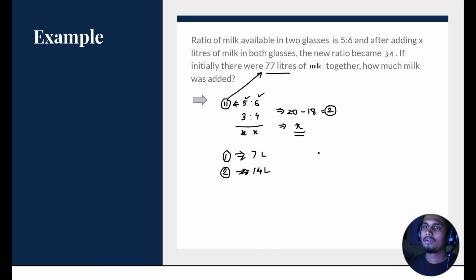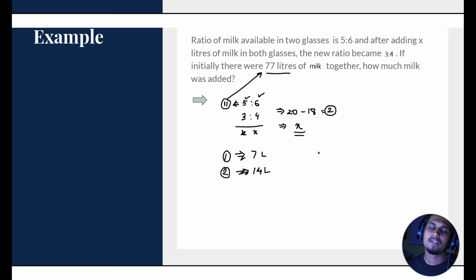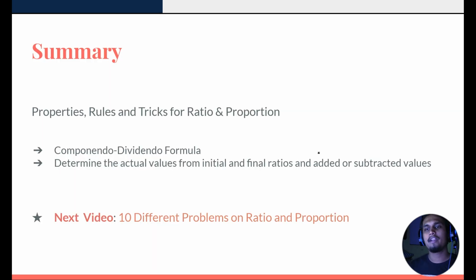So what is the summary? Today we have completed the properties, rules, and tricks for ratio and proportion. Today we have learned the Componendo-Dividendo formula. We have learned a basic principle for ratio, and we have learned a technique to determine the actual values of initial and final ratios, and added or subtracted values. So you can just do the same thing.